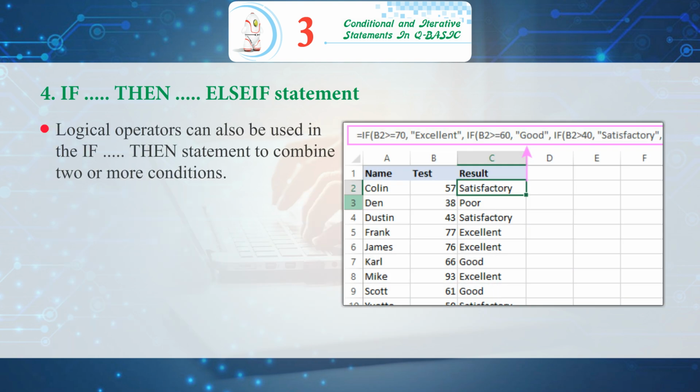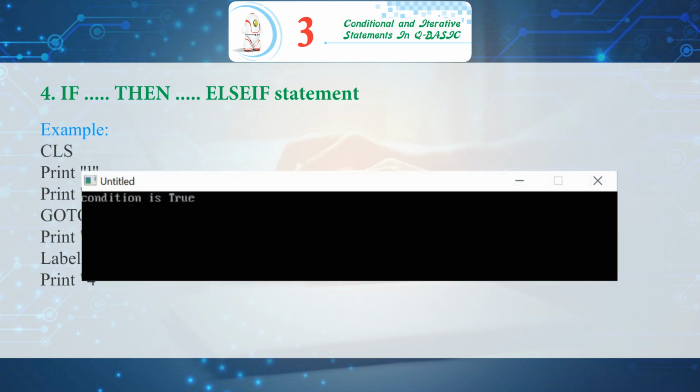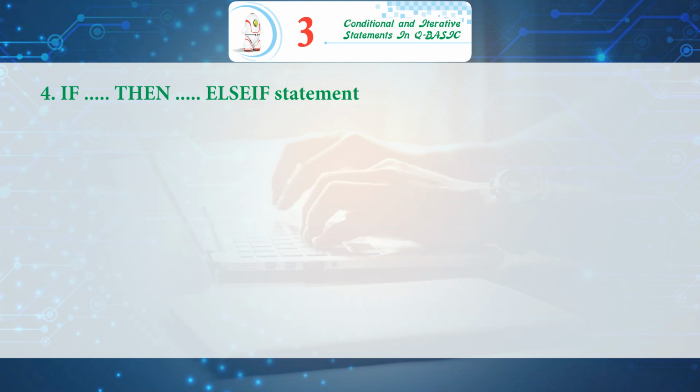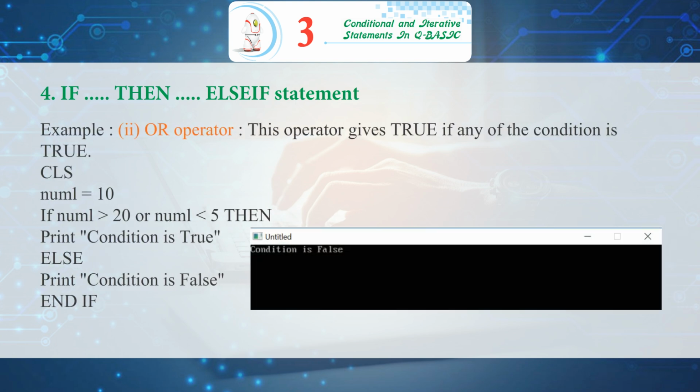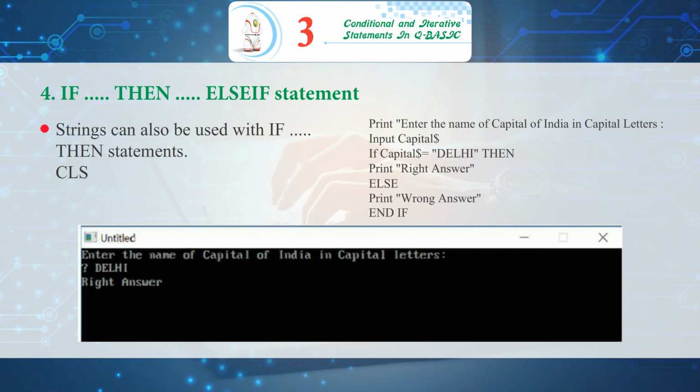CLS. Logical operators can also be used in the IF-THEN statement to combine two or more conditions. Example 1. AND operator. This operator gives true only when both of the conditions are true. CLS. Example 2. OR operator. This operator gives true if any of the conditions is true. CLS. Strings can also be used with IF-THEN statements.